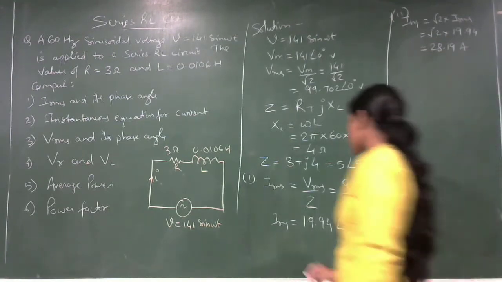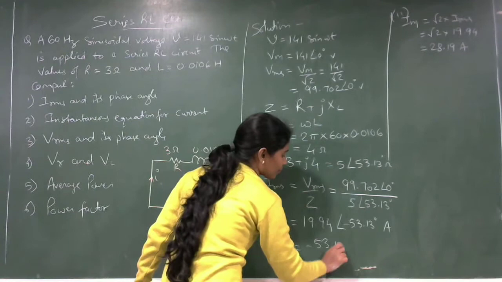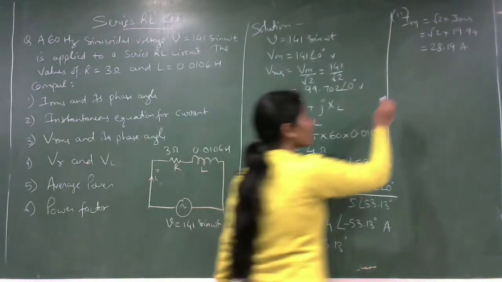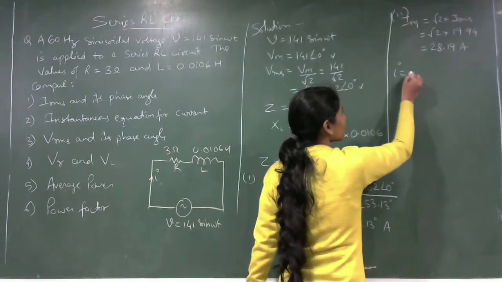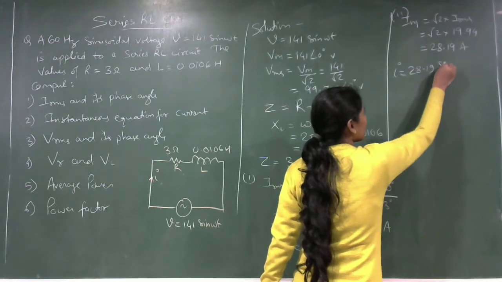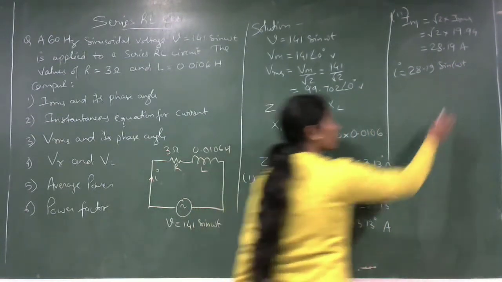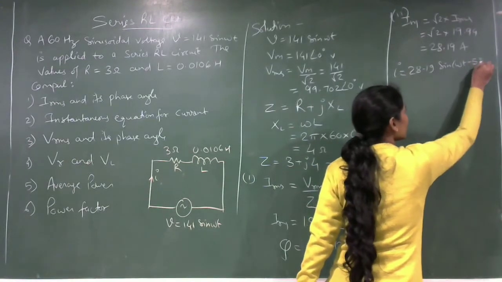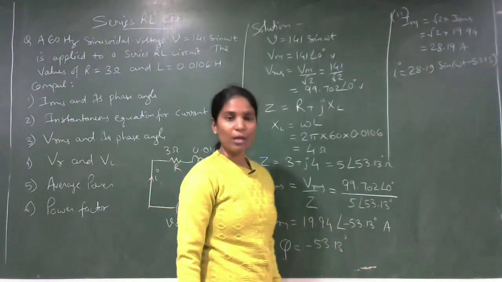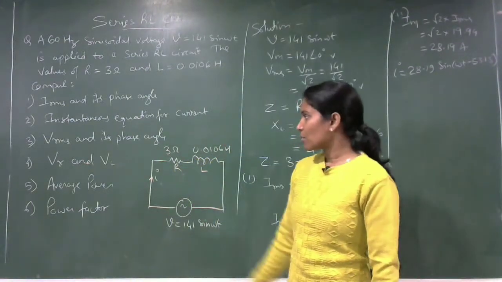And what is the phase angle value here? The phase angle is minus 53.13. So what will be my instantaneous equation? That is i equals Im, that value is 28.19 sine omega t, and the phase angle is minus 53.13. So this is the instantaneous equation for the circuit. This is about the second bit.